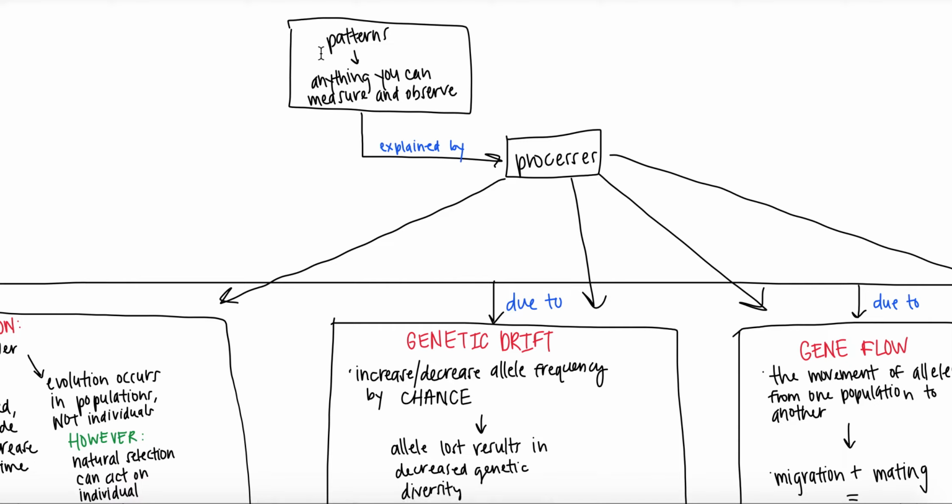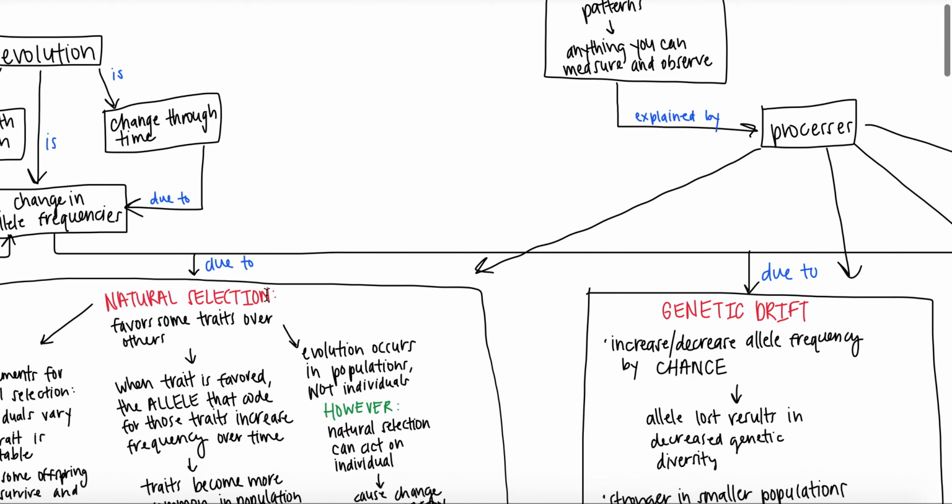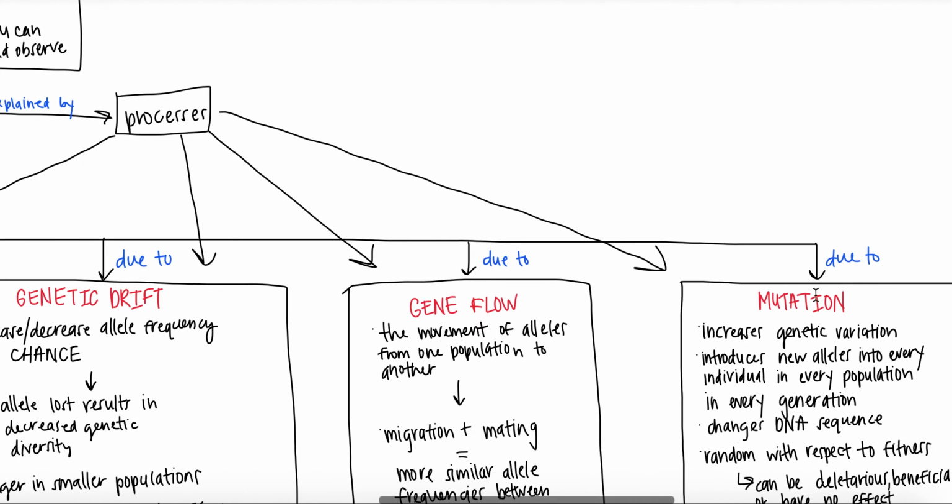Patterns are anything that you can measure and observe. So for example, the color of a bird's wings, the amount of stripes it has, the size of its beak. If you can measure it, you can observe it, it's a pattern. And patterns are explained by processes. And the 4 evolutionary processes are natural selection, genetic drift, gene flow, and mutation.